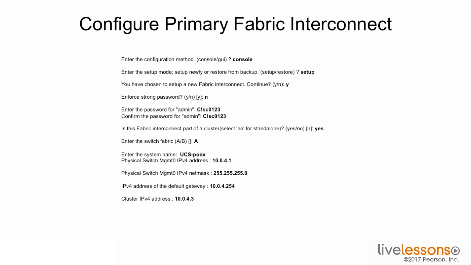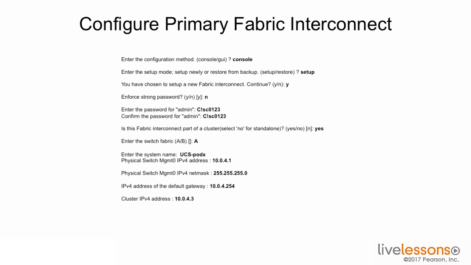The first thing we do is connect to the console port of the fabric interconnect. When we connect to that console port, it's going to ask us whether we want to configure this fabric interconnect via the GUI or console. In this case, we're going to answer console. It's then going to ask us if we would like to enter the setup mode, and we're going to type setup and press enter. It's going to ask us to confirm our selection, so we'll say yes.